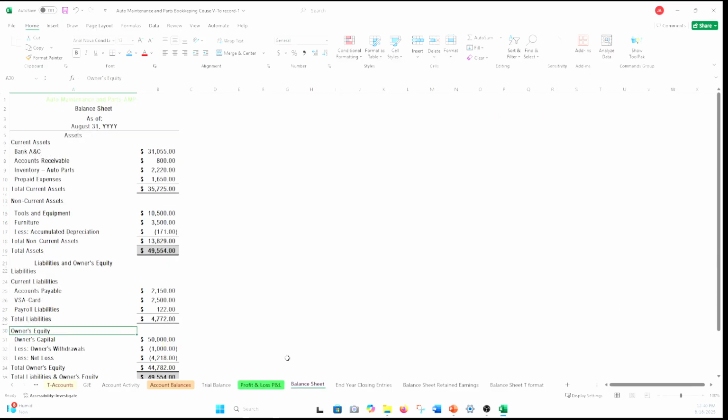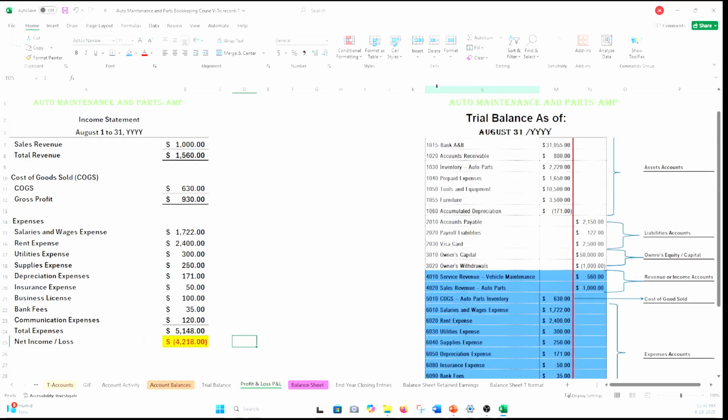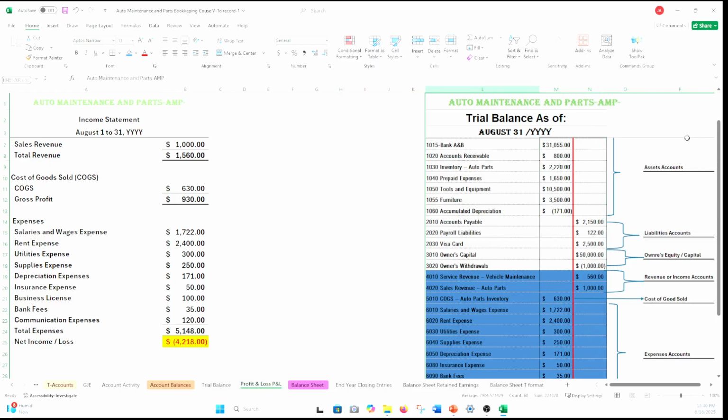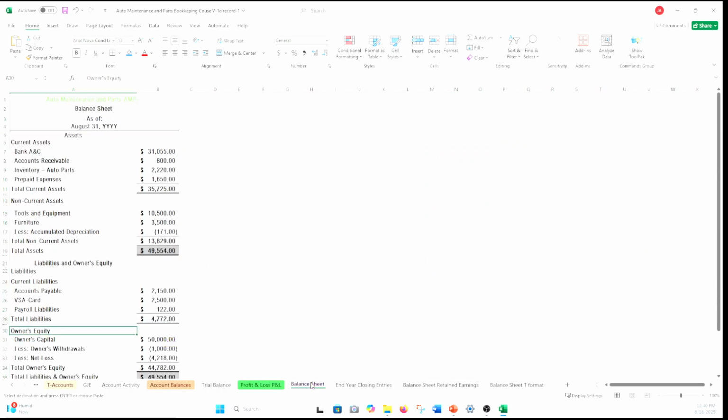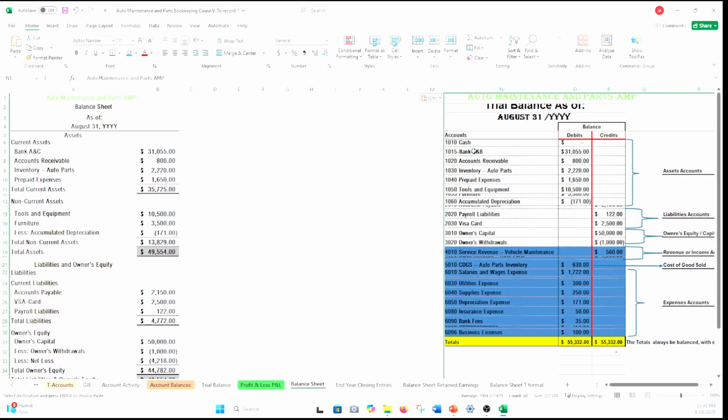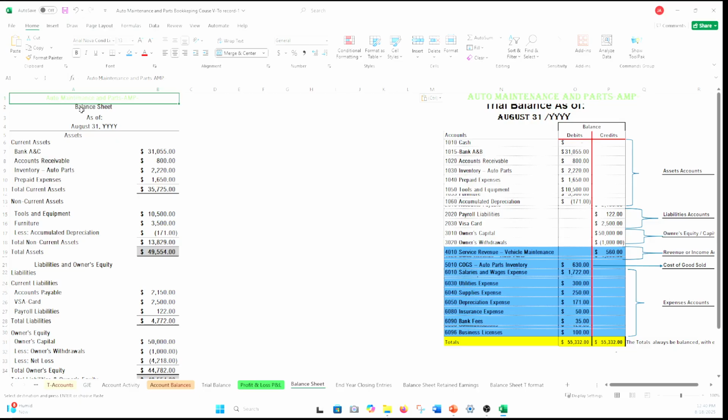So for the balance sheet, let me copy this one here one more time. I just copied this as a reference, okay? That way there are some clarifications about where the amounts are coming from. So we have the heading here, which is the company name, Maintenance and Parts, balance sheet as of. As of means a certain day only. So this time it is August 31st of the year.